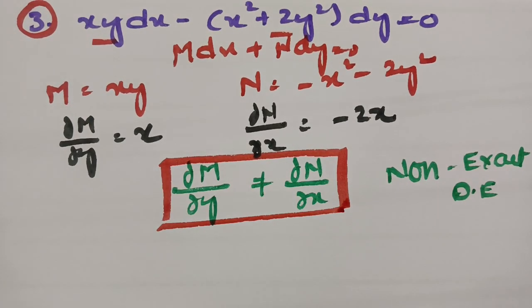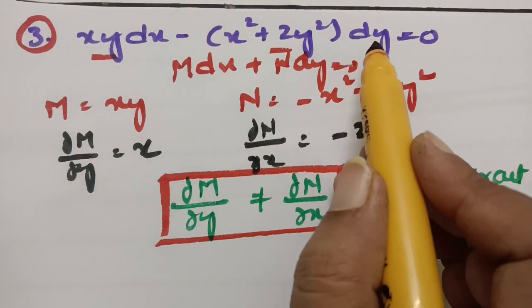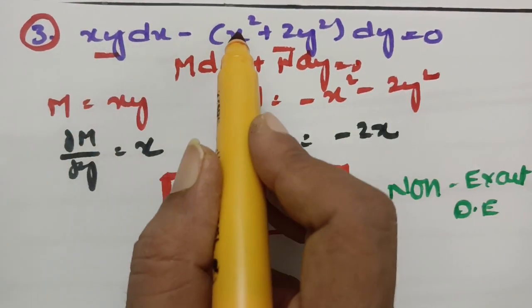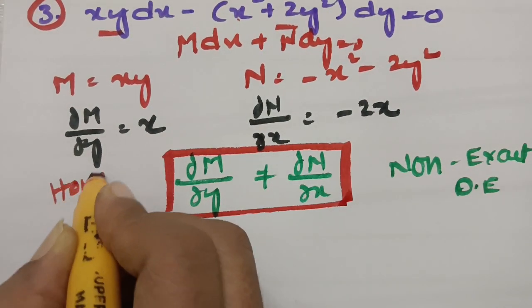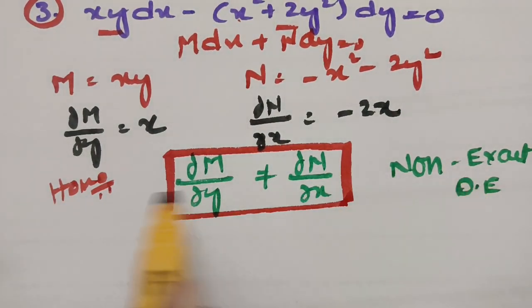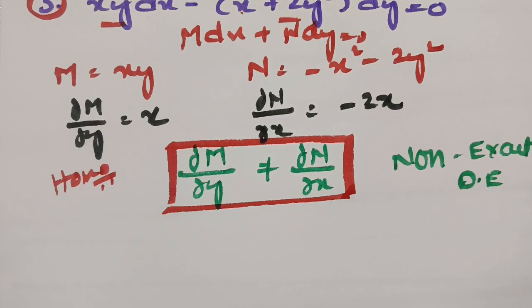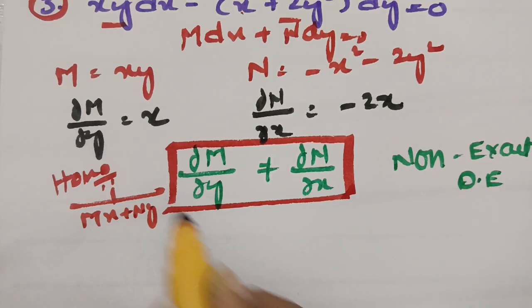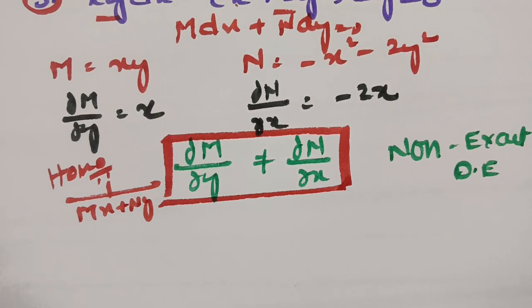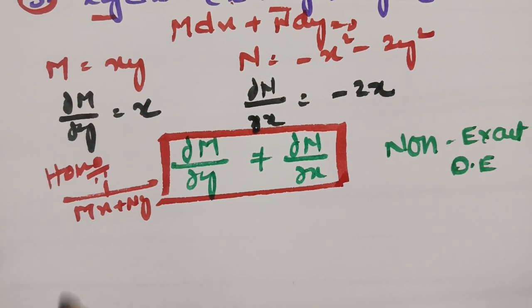So as it is a non-exact differential equation, we have to go with the solution type. There are five types here, so we have to observe the question throughout. There are two variables here. As it is a homogeneous differential equation, if it is non-exact and homogeneous, we are going to use the integrating factor 1 by (Mx + Ny).